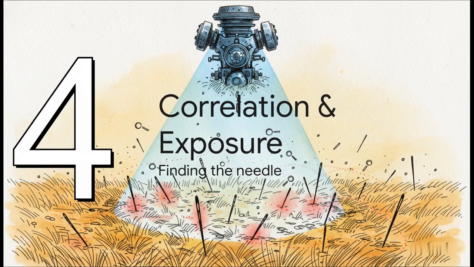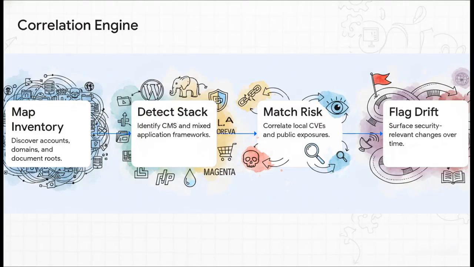Now for Section 4, correlation and exposure detection, or as I like to call it, finding the needle in the hosting haystack. So how does the engine actually process all this risk data? Well, it relies on a rigorous 4-step correlation engine. First up, it maps the inventory, discovering every single account and document root.